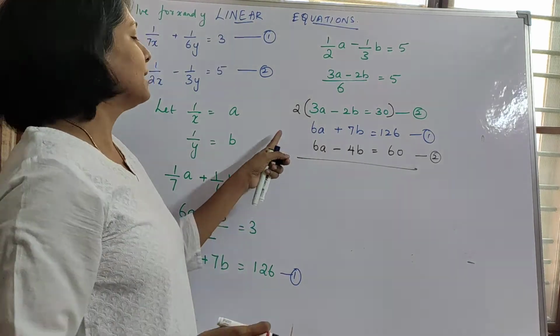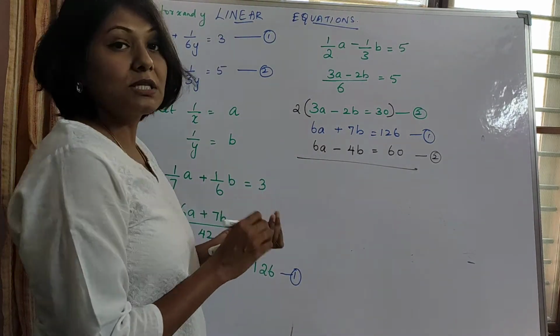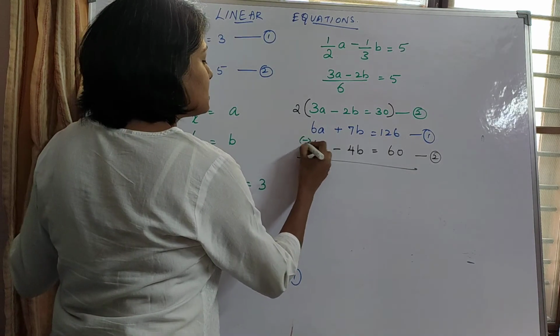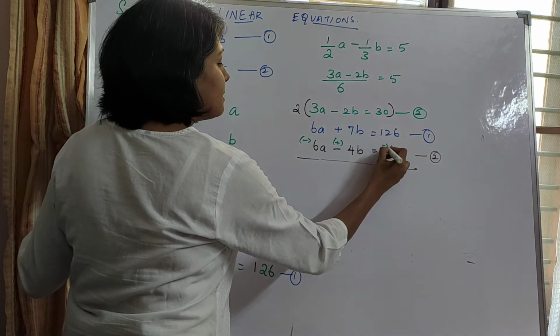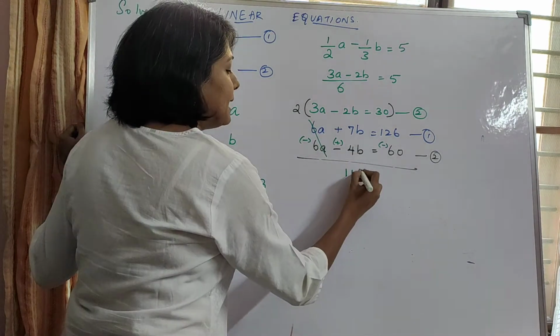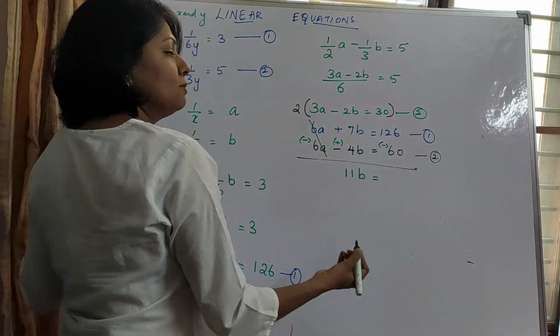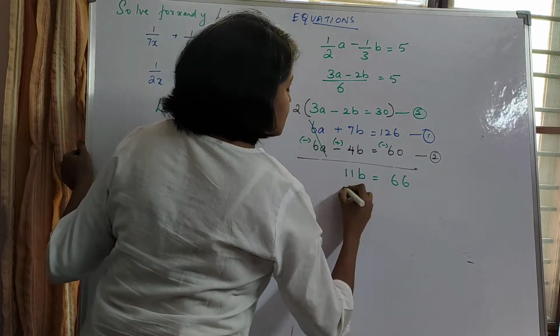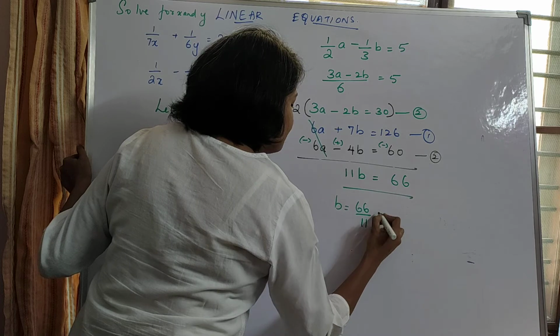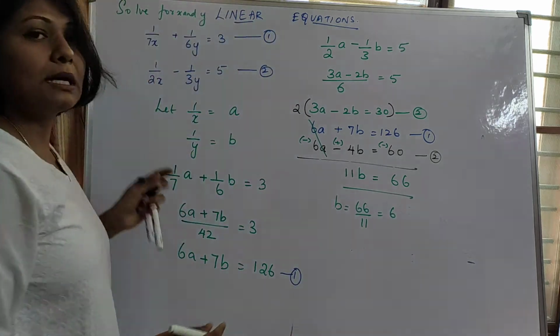Now what are we doing? We have to subtract, because both the 6a's have the same sign. So we subtract. This is a minus, this becomes a plus, and this again becomes a minus. So the 6a gets cancelled out, and this becomes 11b is equal to 66. So b is equal to 66 by 11, that is equal to 6.